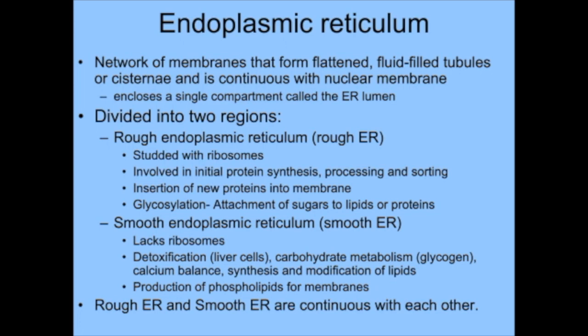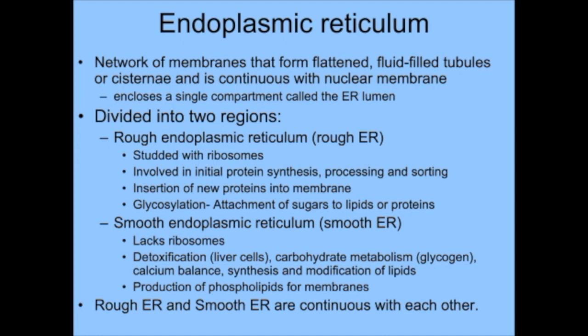We use the smooth ER in heart cells and cardiac cells to maintain a calcium balance for our heart to beat and some of the electrical signals that our heart uses. And then, of course, if we're going to create or modify any kind of lipid, that's going to occur in the smooth ER as well. So the smooth ER is smaller than the rough ER as far as size goes, but it is very important in some of the different functions of our cells.